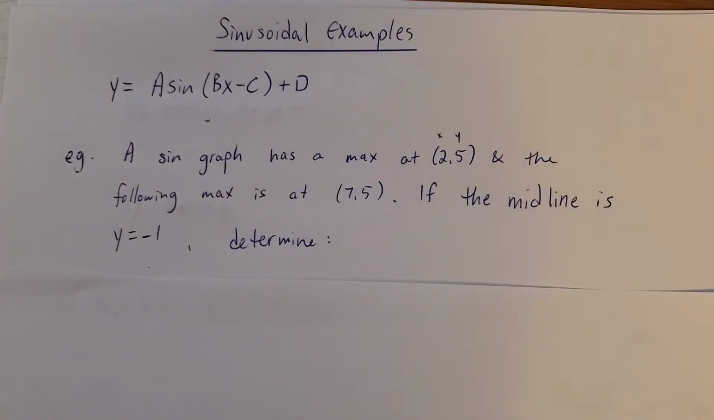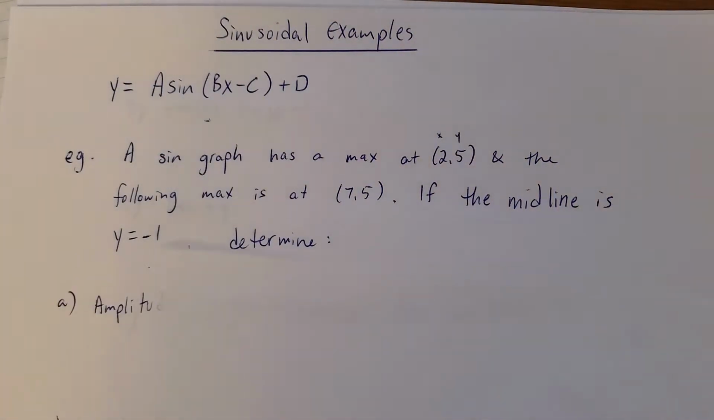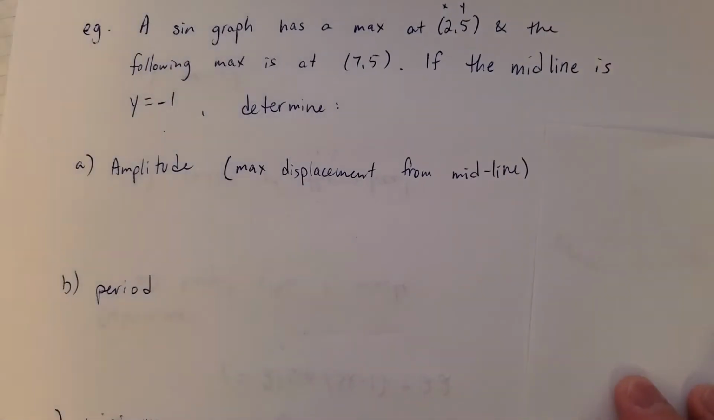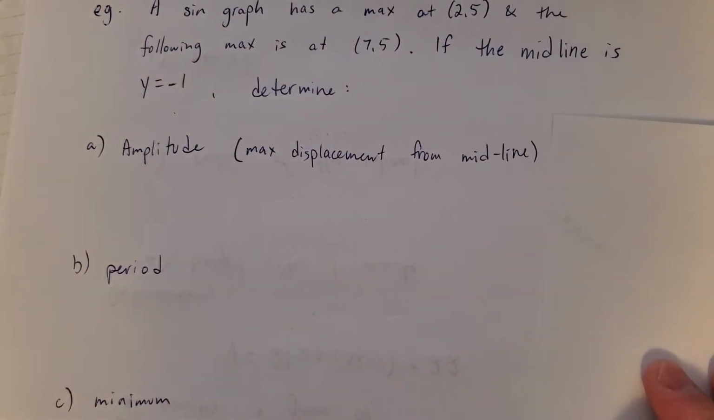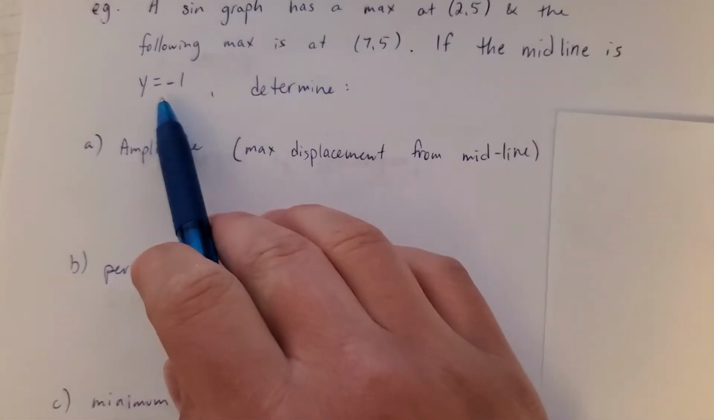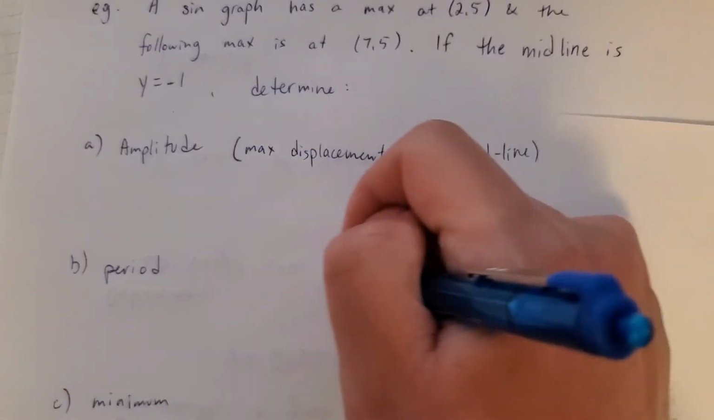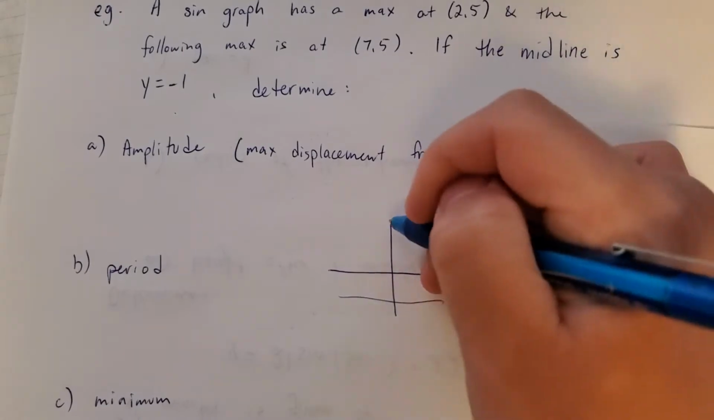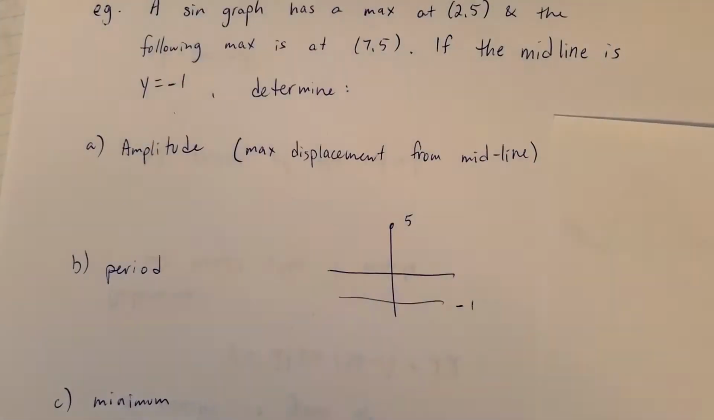I got a sine graph. It's got a max at (2, 5), and then the following max at (7, 5). So those are coordinate pairs, x, y values. The midline's y equals -1. So we're going to determine a few things. First is going to be the amplitude. I'm just reminding you that the amplitude is the maximum displacement from the midline. We know the midline's y equals -1. So if I just sketch something here, this is -1. There's a maximum up at 5.